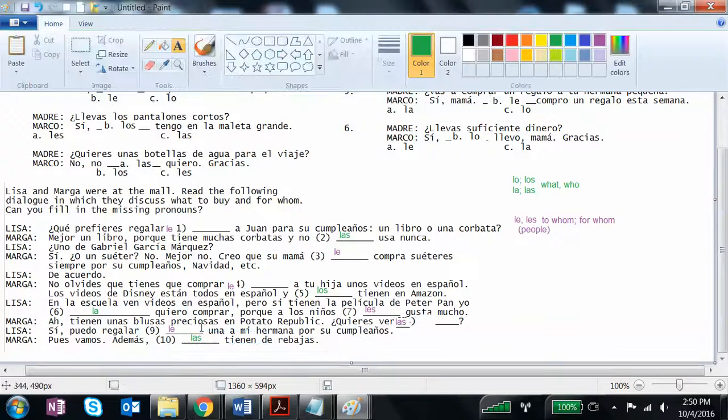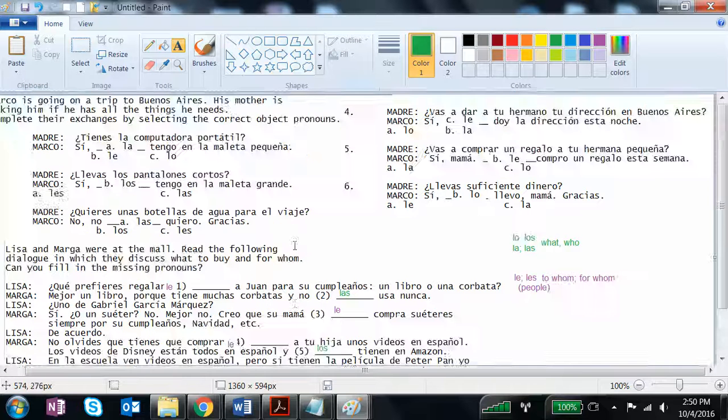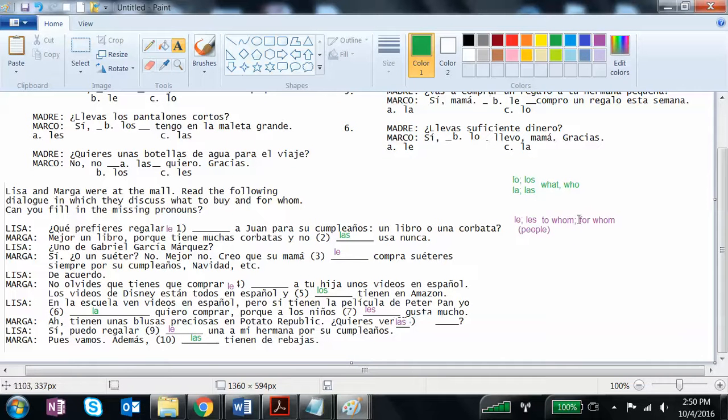So most of the time, it's not going to be 100% of the time, but most of the time when they're talking about people, that's when you're going to use these guys. And you want to look for these little phrases. These tell you which le or les to use. So look for these little prepositional phrases, and then you'll know which le and les to be using. Okay?